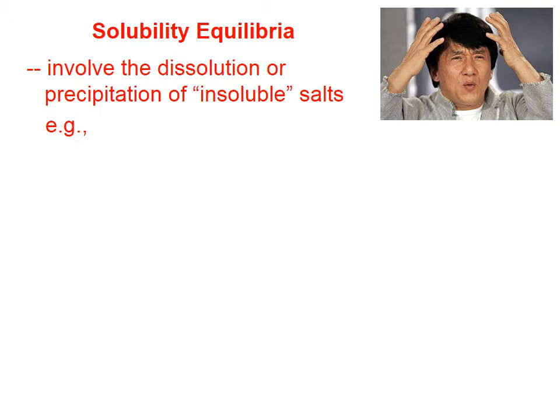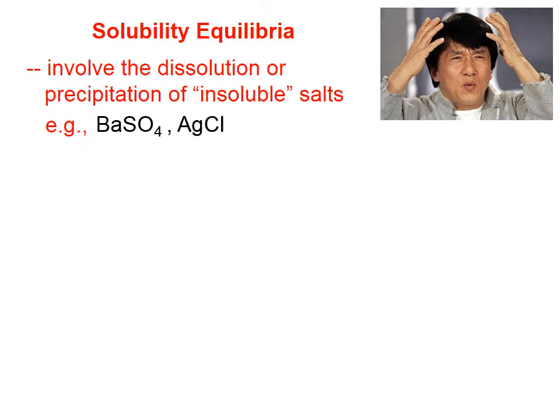In other words, there's no such thing as a salt in a solution where there exist no ions of that salt. There are always some. Now, it might not be very many, and we call those salts insoluble, but there are always a few, and that's what we're dealing with here.